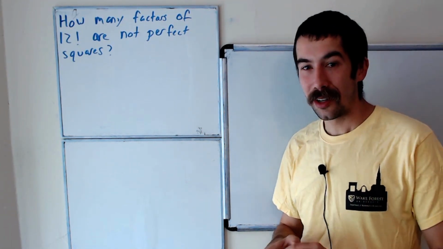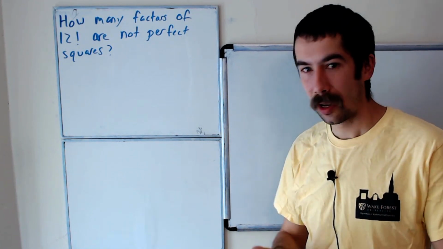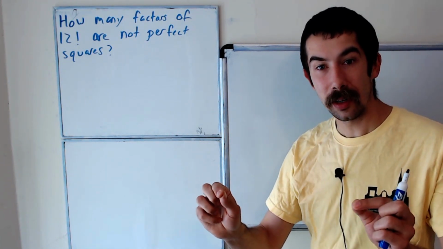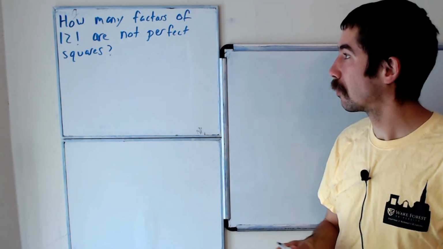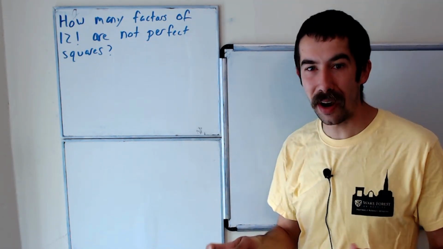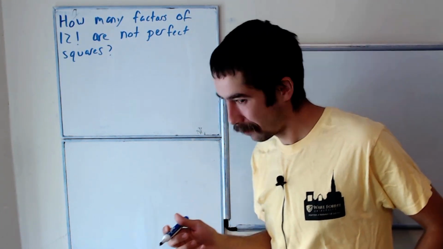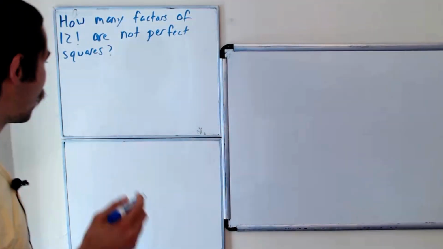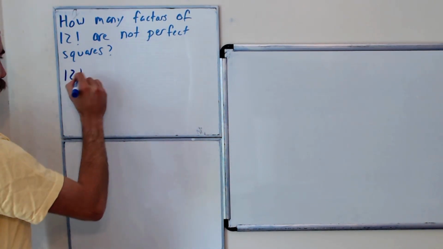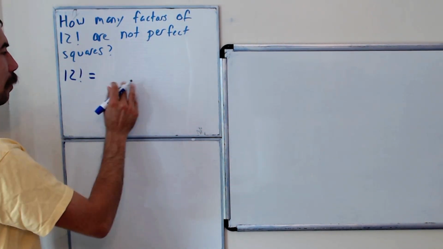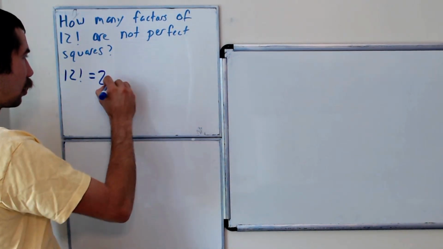Okay, so in order for a number to be a perfect square, if we write out the number in its prime factorization, each exponent is going to be even. Okay, so let's write out the prime factorization of 12 factorial. And so 12 factorial is equal to, well, how many times does 2 divide into 12 factorial?